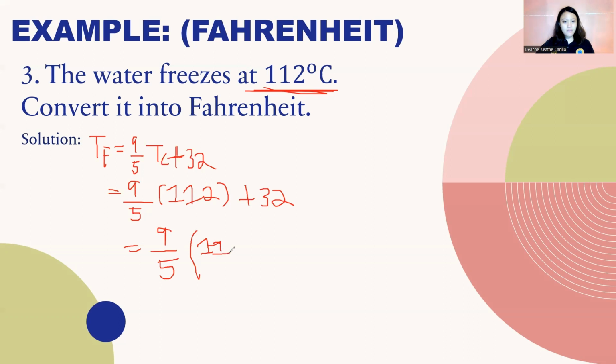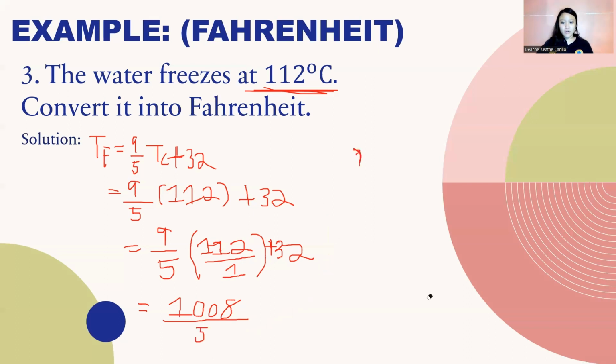And we will have a multiplication. And don't forget the over 1, plus 32. Now the next step is we will multiply it from numerator to numerator and denominator to denominator. 9 multiplied by 112 is equal to 1008. Oh no. Let's not forget the plus 32 here because we haven't used it yet.